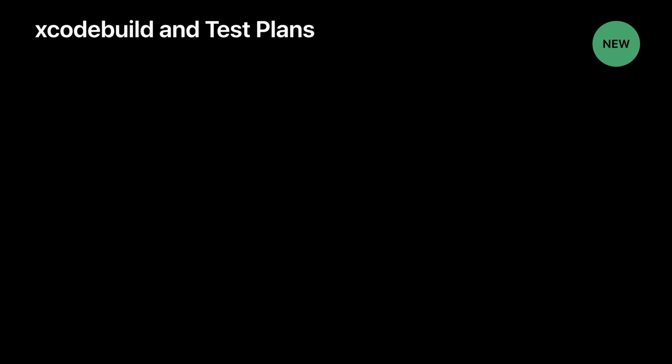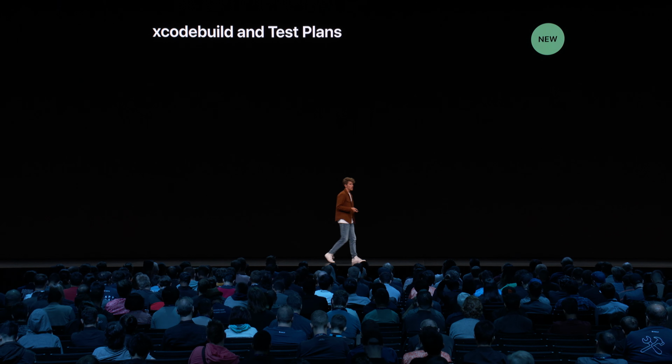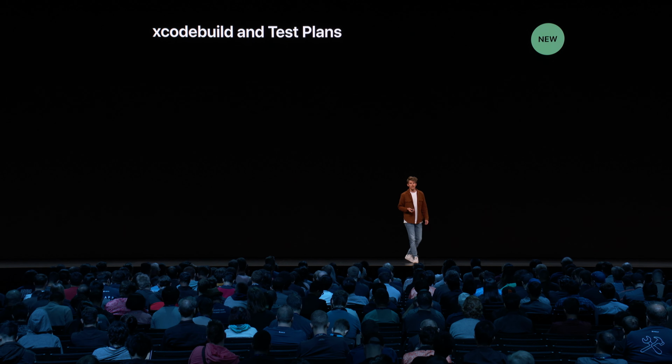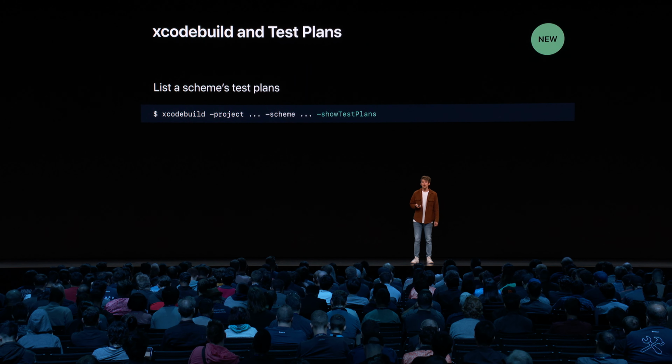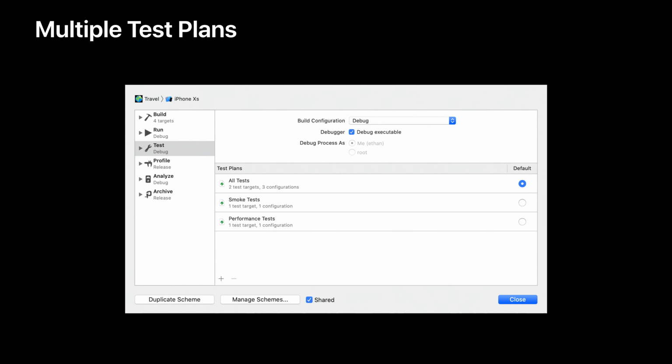So far, we've covered the basics of Xcode Build, how to build and run our tests. Now I'd like to talk about a couple options that are specific to test plans. If you have a scheme with multiple test plans, you can list them all using the Show Test Plans option. Having a scheme with multiple test plans opens up some compelling workflows. For example, you could have a long-running test plan containing your full suite of tests, and a short-running test plan with just a handful of smoke tests.